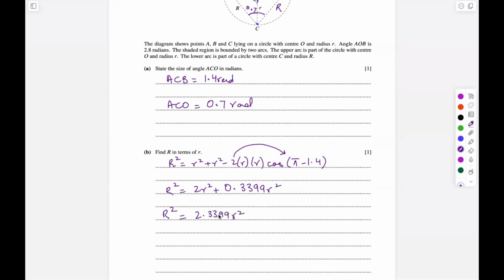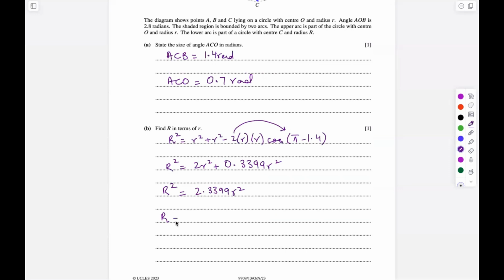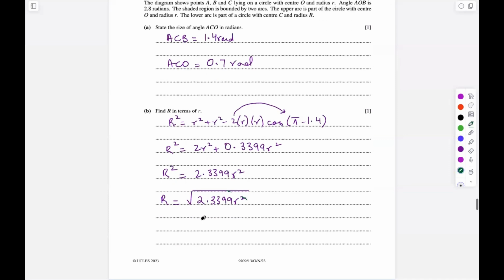Adding these two, we'll get R squared equals 2.3399 r squared. Taking the square root, R will be equal to the square root of 2.3399 r squared. For r squared, the square root will cancel, and the square root of 2.3399, substituting this in the calculator, will be equal to 1.5296 r. So giving it to three significant figures, the value of capital R will be 1.53 small r.